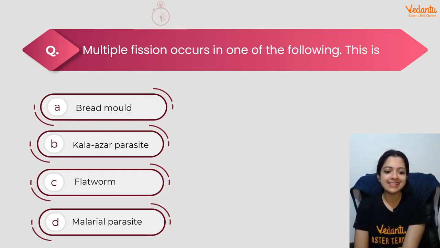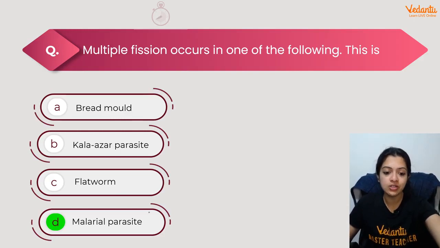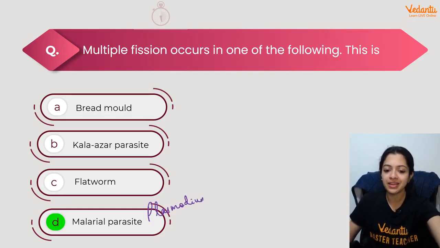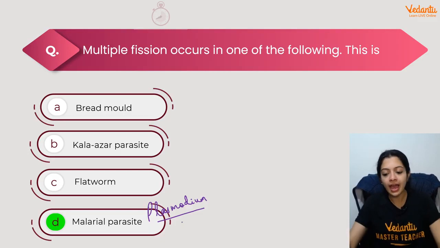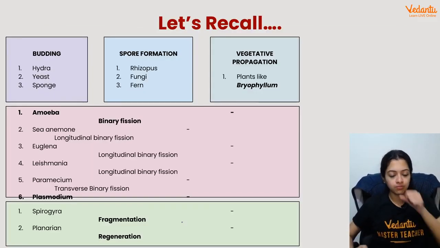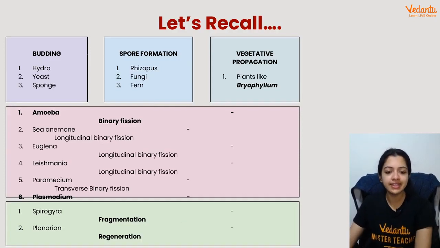Your time is up. Multiple fission, malarial parasite, of course, Plasmodium. This is how the malarial parasite commonly reproduces: multiple fission. Now, let us quickly recall whatever we've discussed until now.